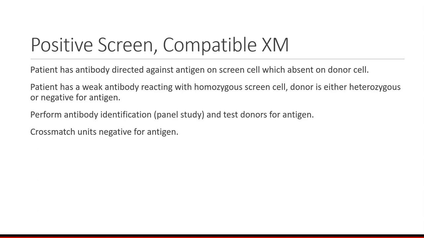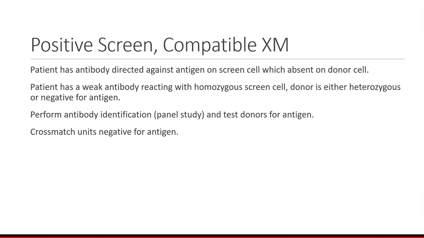Another cause for this is that the patient may have a weak antibody reacting with homozygous screen cell, and the donor is either heterozygous or negative for the antigen. This is called dosage effect, where patients, I've seen this before, will only react with a stronger dose, a double dose of the antigen on the cell, and will be negative with a heterozygous cell that has half the amount of antigens. And in this case, the donor may, again, be heterozygous or they may lack the antigen.